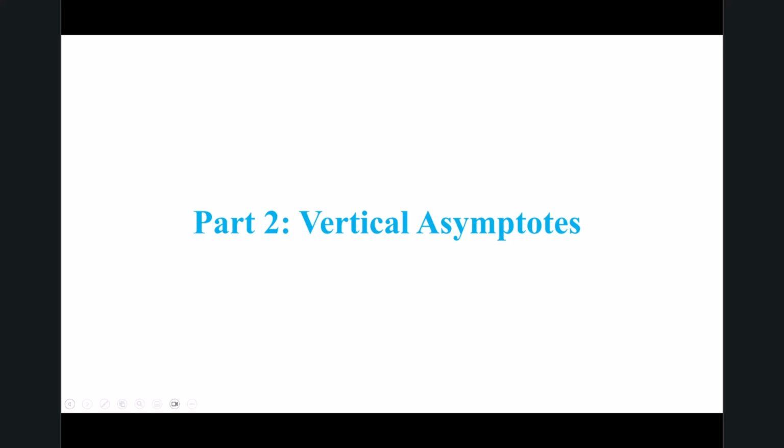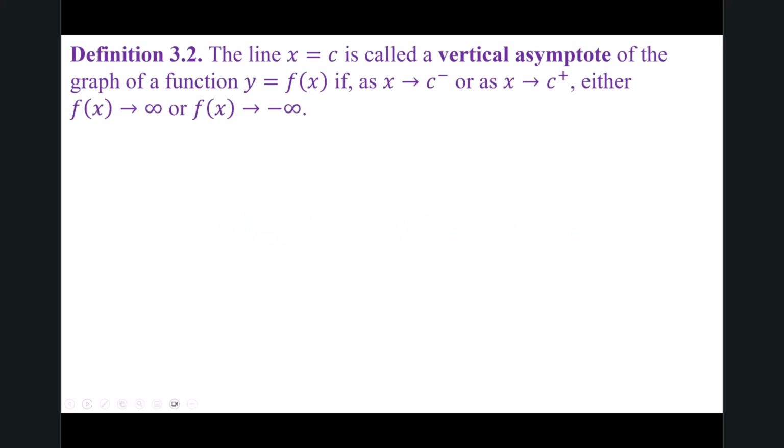Part 2, vertical asymptotes. The line x equals c is called a vertical asymptote of the graph of a function y equals f of x if, as x approaches c from the left or as x approaches c from the right, either f of x approaches infinity or f of x approaches negative infinity. So what does that mean?